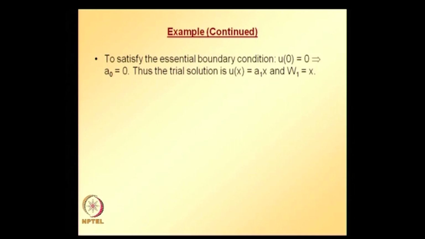So there is only one unknown coefficient to be determined, and you know for Galerkin method the weight function is the partial derivative of u with respect to the unknown coefficient. So it turns out that the weight function is equal to x.